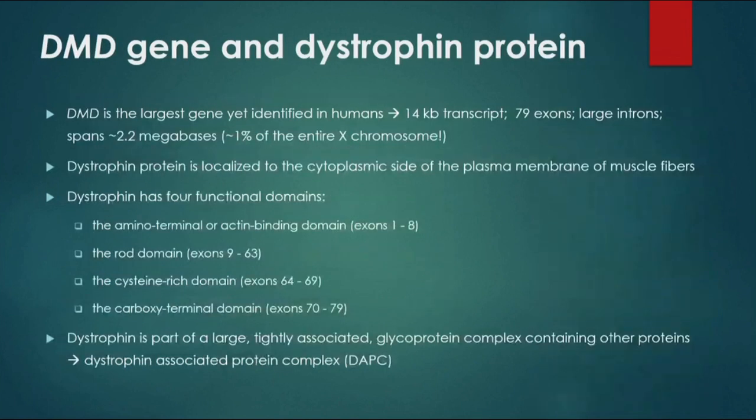DMD is the largest gene in humans. It has 79 exons. However, the exons constitute only 0.6% of the gene. That means more than 99% of the gene are introns. This spans over 1% of the entire X chromosome, so pretty large. And dystrophin protein is localized to the cytoplasmic side of the plasma membrane of muscle fibers. It has 4 functional domains that I'll come to in a minute.